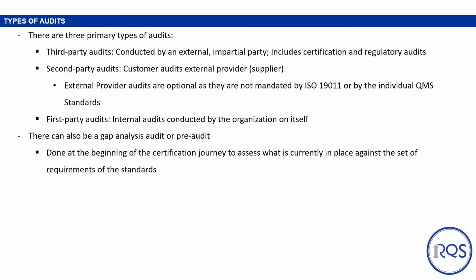There are three primary types of audits: third-party audits, second-party audits, and first-party audits. Third-party audits are conducted by an external and impartial party. These include certification and regulatory audits. Second-party audits are optional and are usually when the customer audits an external provider, such as a supplier. These types of audits are not mandated by ISO 19011 or by the individual QMS standards. Also, there are first-party audits, and these are internal audits conducted by the organization on itself.